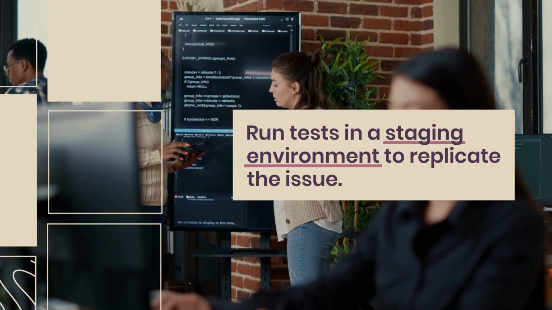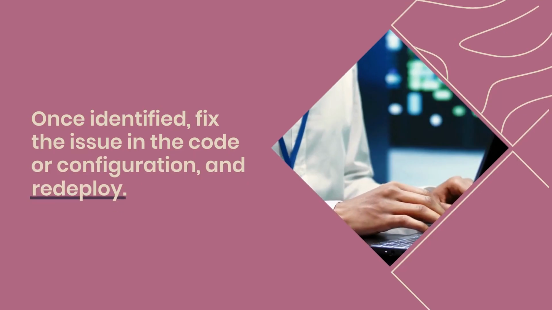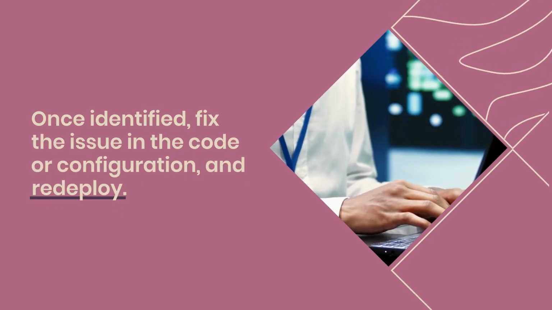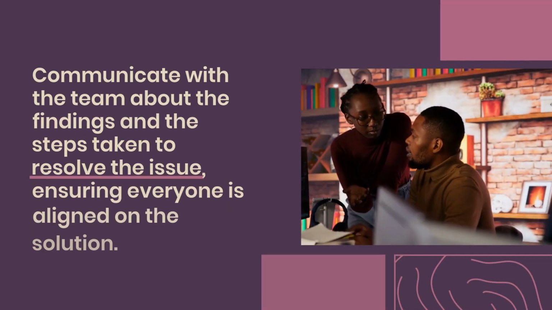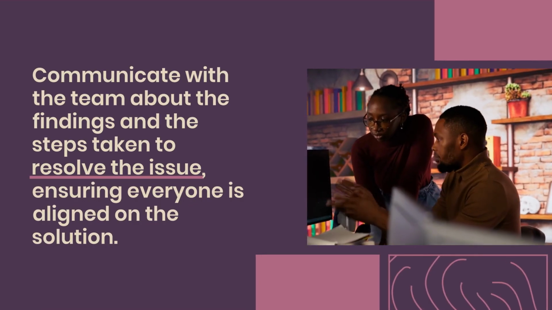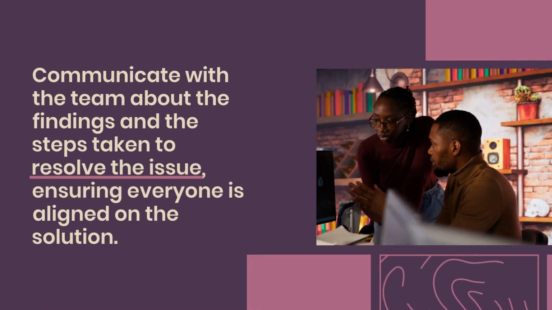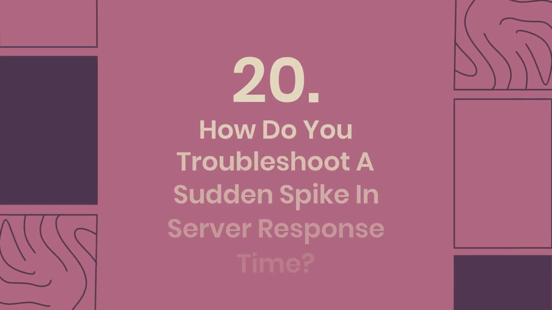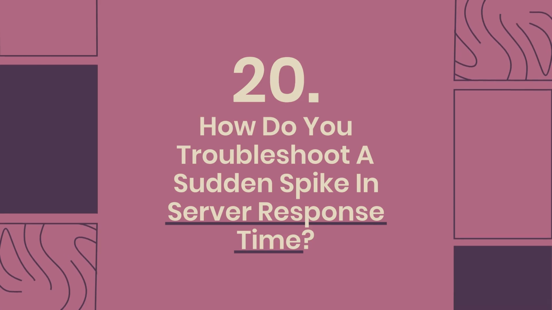Run tests in a staging environment to replicate the issue. Once identified, fix the issue in the code or configuration and redeploy. Communicate with the team about the findings and the steps taken to resolve the issue, ensuring everyone is aligned on the solution. 20. How do you troubleshoot a sudden spike in server response time?